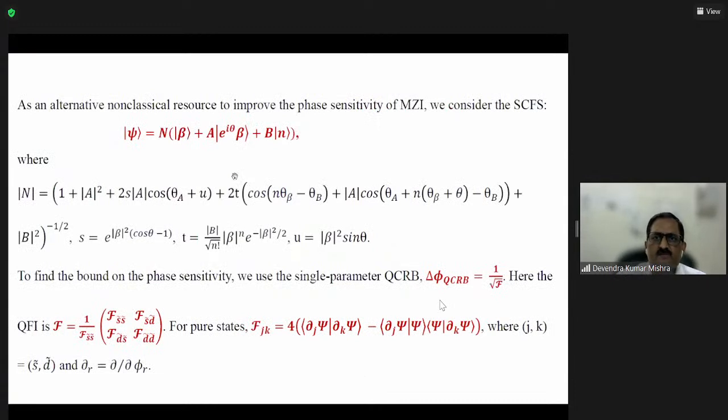Our proposed state. Just one. There are some questions in the chat box.